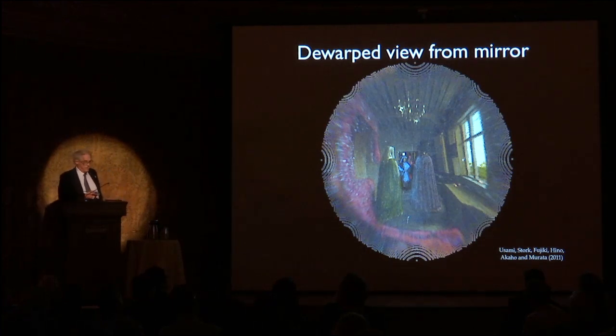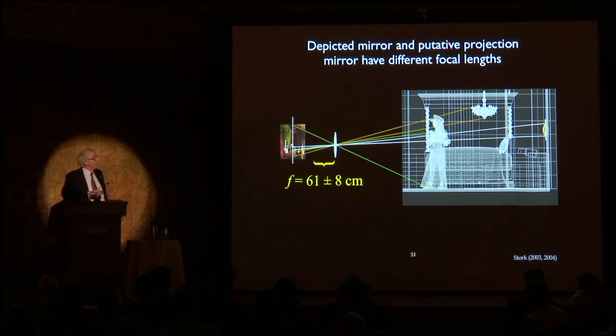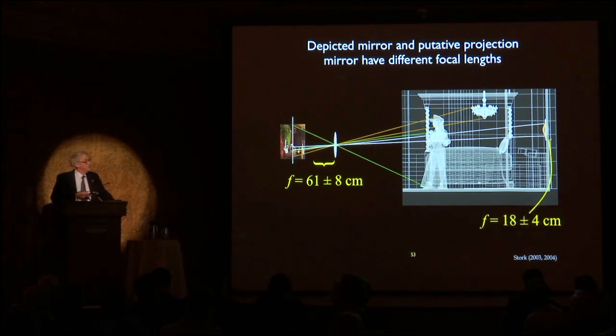And you notice that the window is much more rectangular, and the perspective is much, much better, and so forth, as we've quantified. But this gives us the curvature of the mirror, and that means the focal length. Well, and so here's the mirror on the back, and if Hockney and Falco are right, the focal length of this should be pretty close to the focal length of the putative projection mirror or lens. But when you go through the math, it turns out the focal length is 18, plus or minus 4 centimeters. Much, much, much too short. It simply could not have been used as claimed.